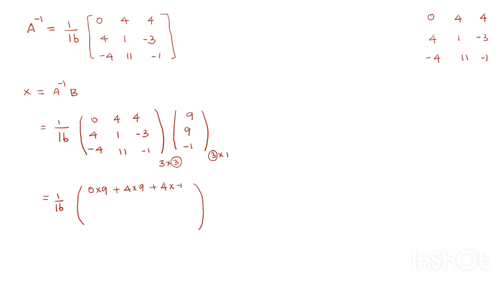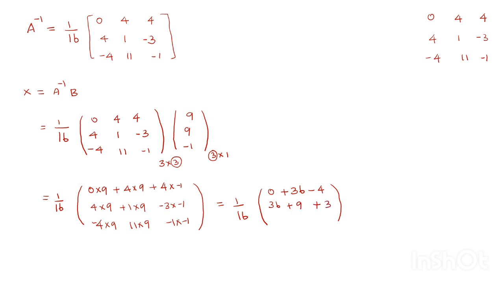So the resultant matrix you can get is once again 3 cross 1. Second row: 4 times 9 plus 1 times 9 plus negative 3 times negative 1. And the third row you can get: negative 4 times 9 plus 11 times 9 plus negative 1 times negative 1. So which is equal to 1 by 16 of 0 plus 36 minus 4, 36 plus 9 plus 3, minus 36 plus 99 plus 1. So you simplify, you can get the solution.